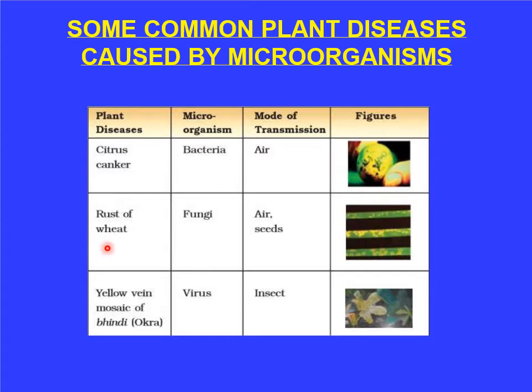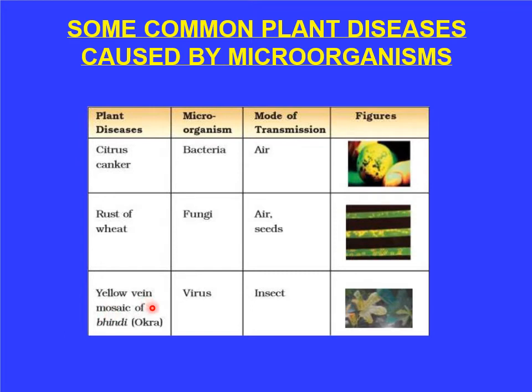Now the second one is the rust of wheat. As the name suggests, it is the most common fungal disease caused in wheat as well as other cereal crops. So what happens in this rust of wheat? There are spores. These spores get transmitted by wind or through seeds or through soil. And when the plants get infected, after 7 to 15 days, small red dots appear on the leaf or the stem surface, as you can see here in this image.